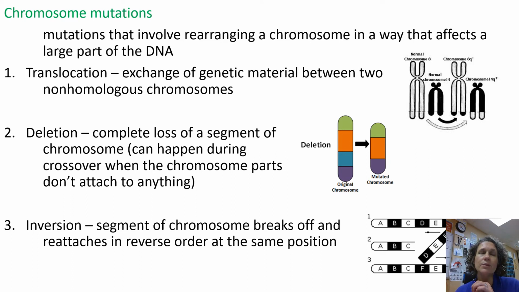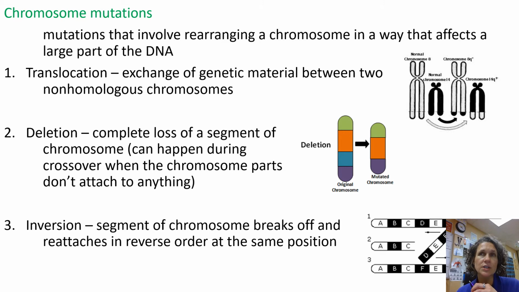But if the wrong chromosomes exchange information, then you have this translocation, and then they're not in the right place. The information's in the wrong place, and your body can't find it to make the right protein, which can cause some really serious issues. Deletion.